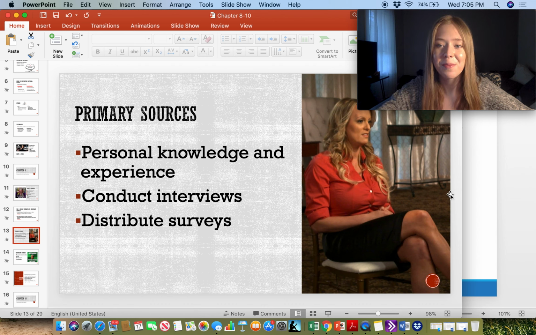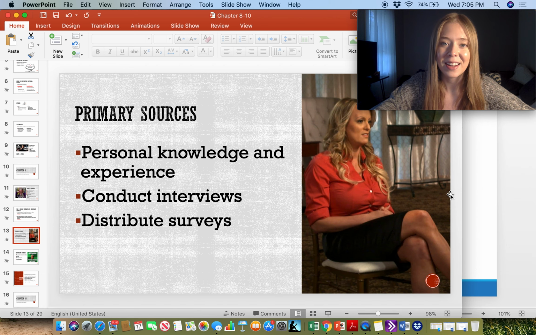So again, just some examples. Primary sources are personal knowledge and experience that you have. You can conduct interviews with people, which is a really good form of primary source, or you can distribute surveys. Like I said, if you're doing an experiment, surveys are kind of just like that too, in that you're conducting a poll. So a Twitter poll even is a primary source about a question.